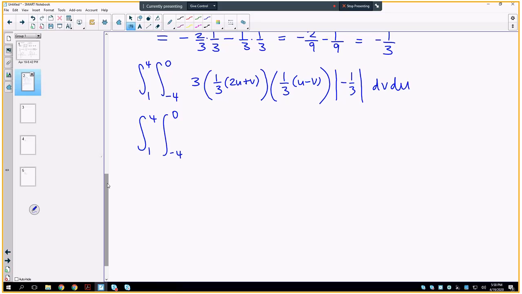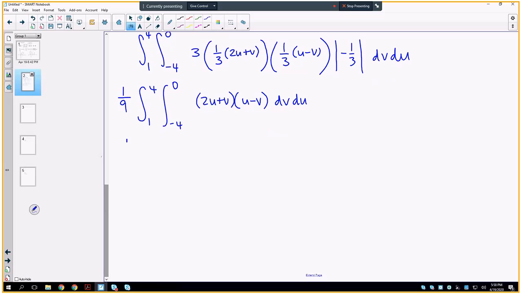I'm going to have 1/3, that's going to cancel with the 3. Then I have another 1/3 times 1/3 is 1/9. Let's pull that out front. 1/9. So then I have (2u plus v) times (u minus v) dv du. And that should be 1/9, integration 1 to 4, integration -4 to 0, 2u squared plus uv minus 2uv is minus uv minus v squared.